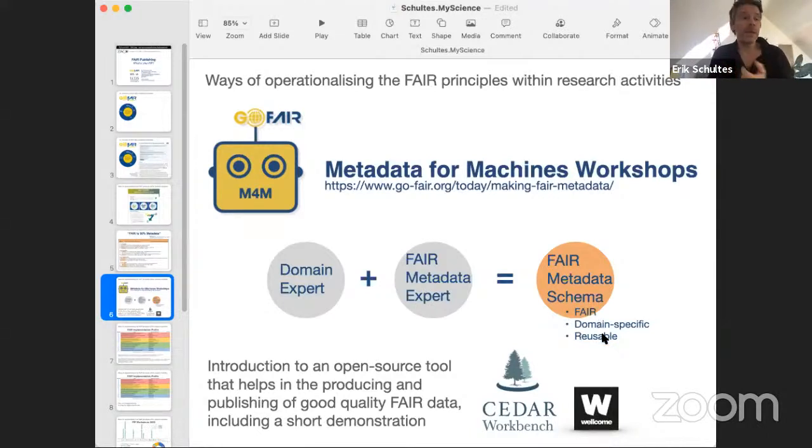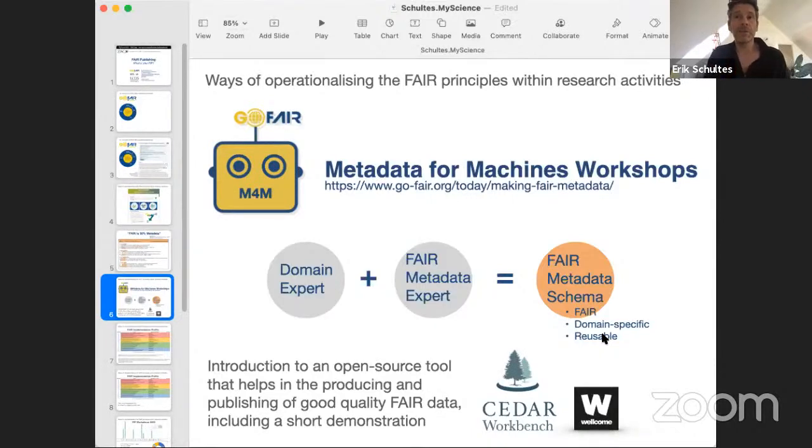And in the metadata for machine workshop, there's a very strong emphasis on the reuse of existing solutions and to try to prevent the reinvention of the wheel. And this is realizing that a lot of metadata components are actually quite generic and can be carried over from one application to the other.